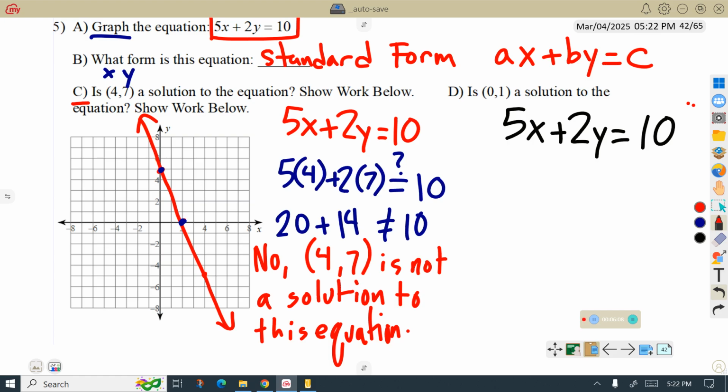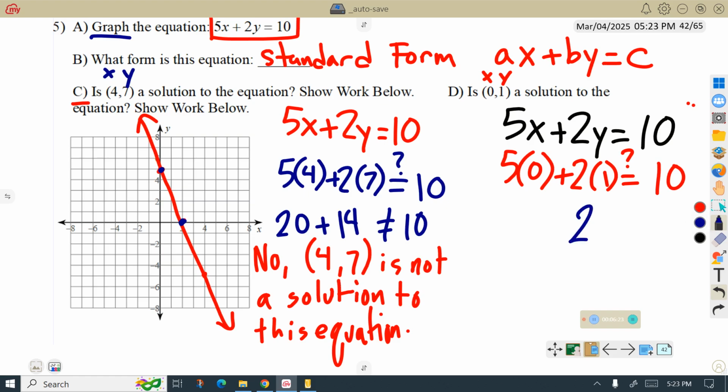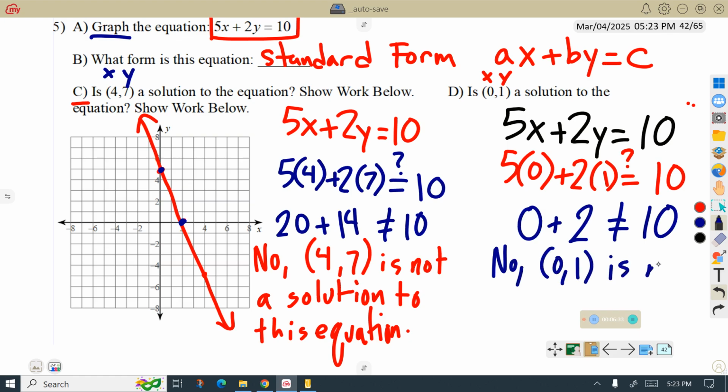Okay, so this will be a good moment for you to check this one on your own right now. Okay, we'll do it together. Don't forget to pause the video. So if I do 5 times 0 plus 2 times 1, is that equal to 10? Okay, well, no, because on the left side we get 0 plus 2, and 0 plus 2 is not equal to 10. Okay, so we can go ahead and say no. Okay, no, in this case (0, 1) is not a solution.